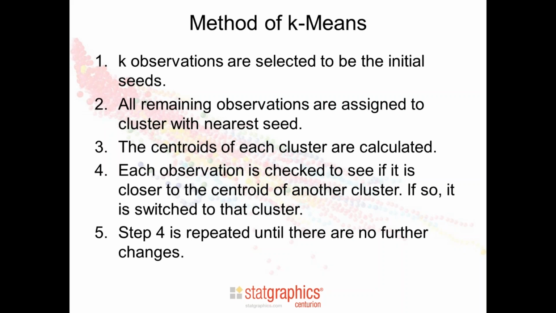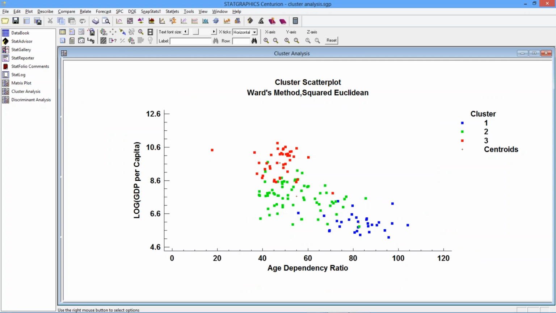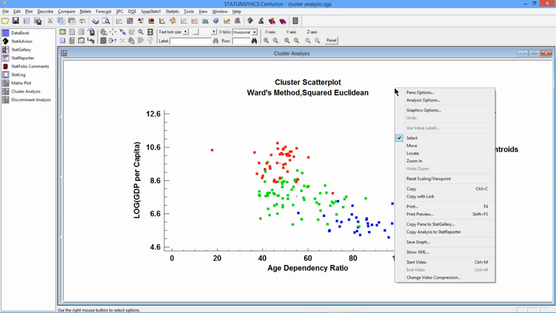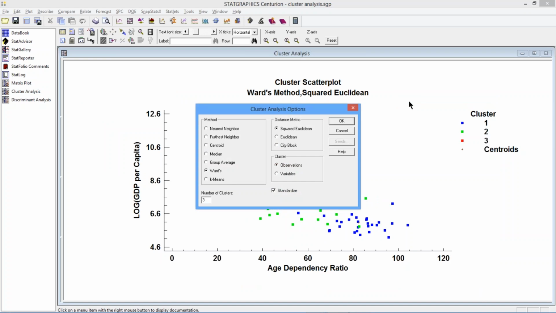Now, it's easy to do in Statgraphics. Let's go back to Statgraphics. All I need to do here to switch to that is push the right mouse button, go to Analysis Options, and tell it I want to do the method of k-means. Now, you'll notice on the Analysis Options button, there's also a button called Seeds.